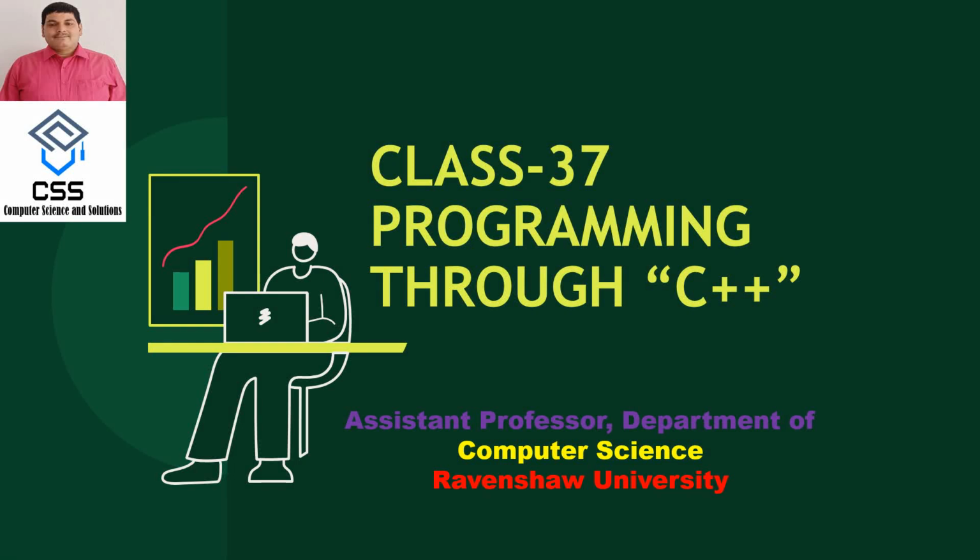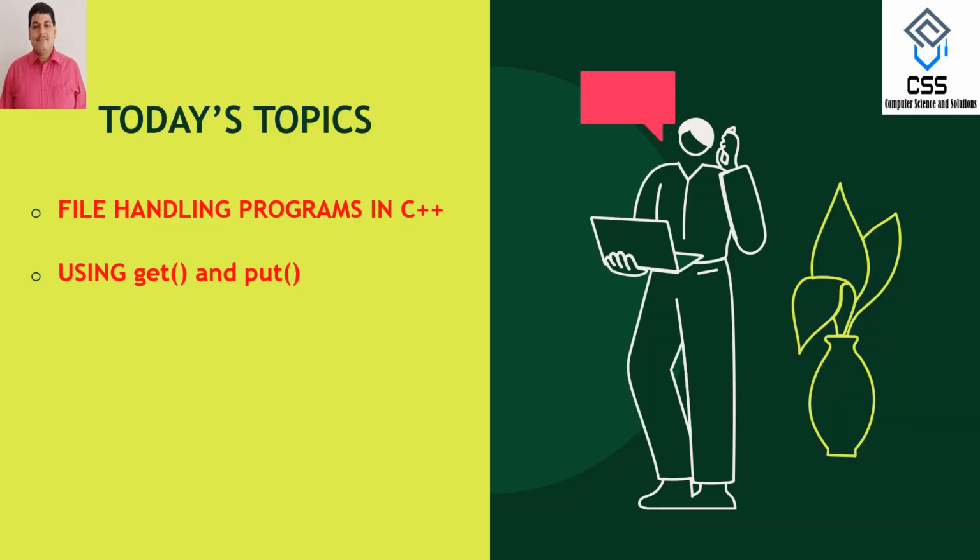In today's class, we are going to discuss how we have to operate on files in C++. As in the previous classes, we have discussed there are many functions that can be used to read and write onto the file. First, two functions as examples: one is the get function and one is the put function.